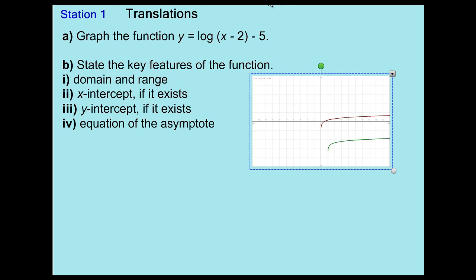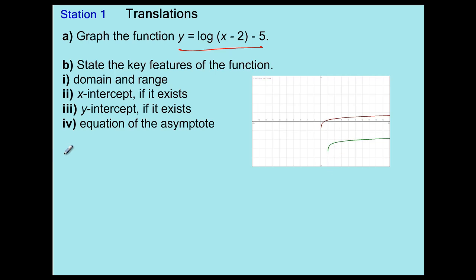So switching back to the equation now, I'm looking at domain and range. And if I'm looking at the green graph, which is y equals log of x minus 2, minus 5, I see that basically nothing exists in the domain until I get to positive 2.